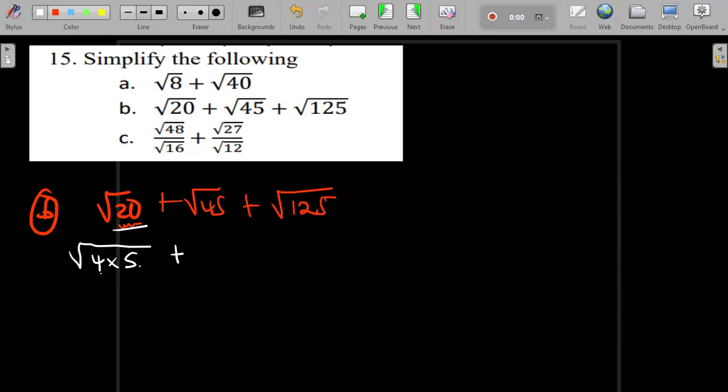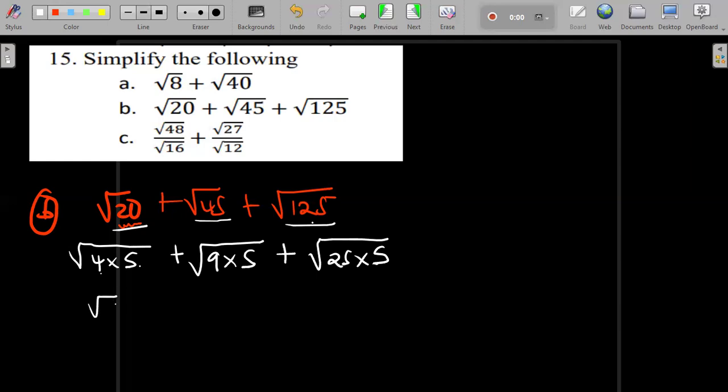Then we're going to say plus, we have the root of 45 here. The root of 45 is the same as the root of 9 multiplied by 5. We know that 9 multiplied by 5 gives us 45. So we can replace it with that, and then plus the root of 125. The root of 125 is the same as 25 multiplied by 5. So 25 multiplied by 5 is the same as 125. And then from here we're going to separate the square roots.